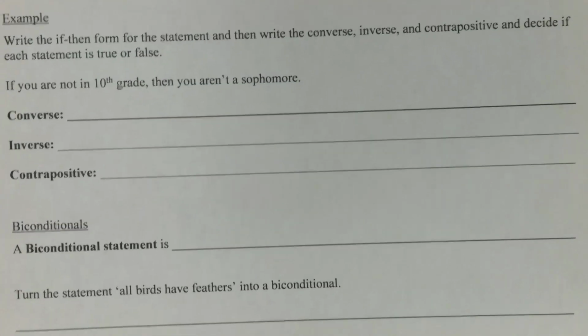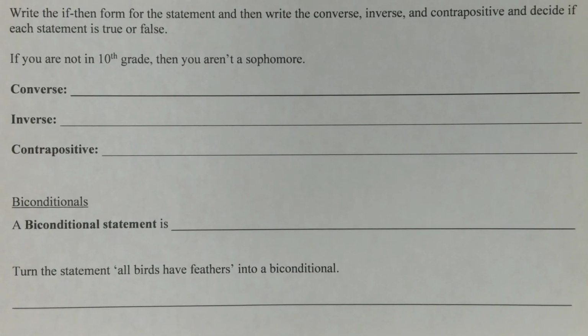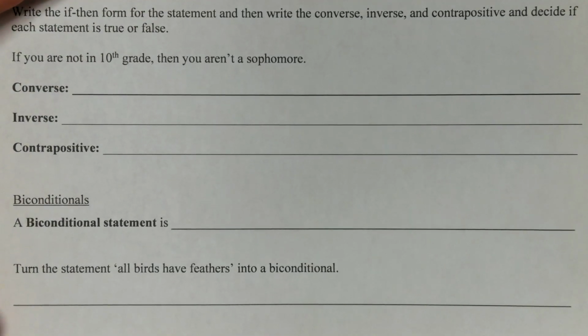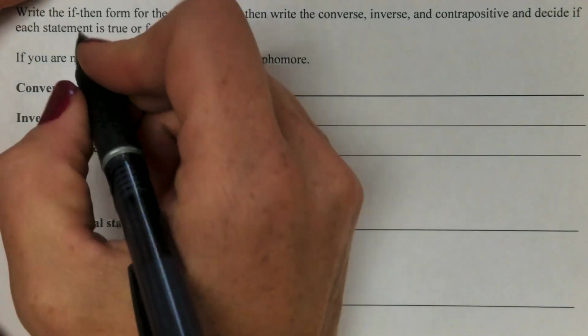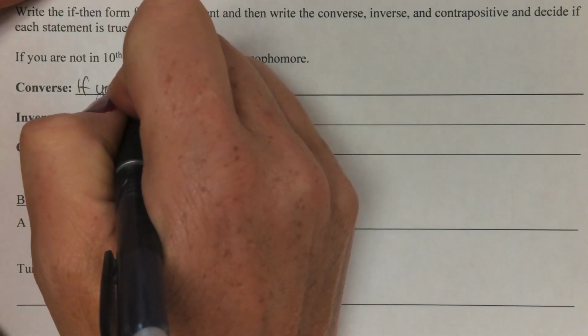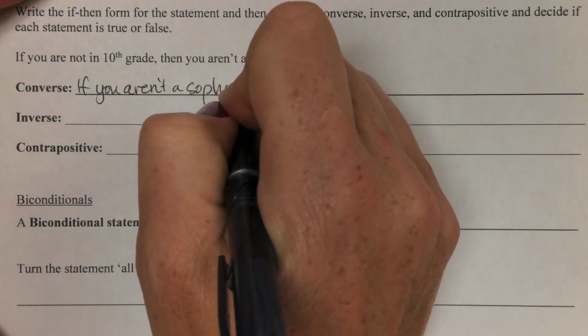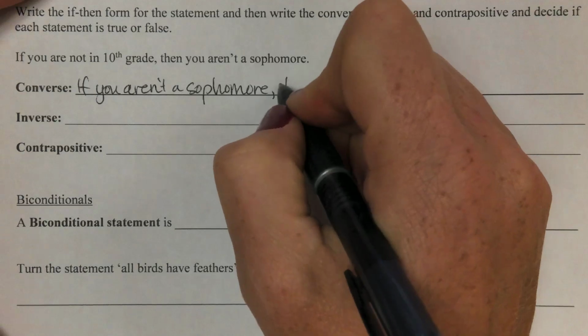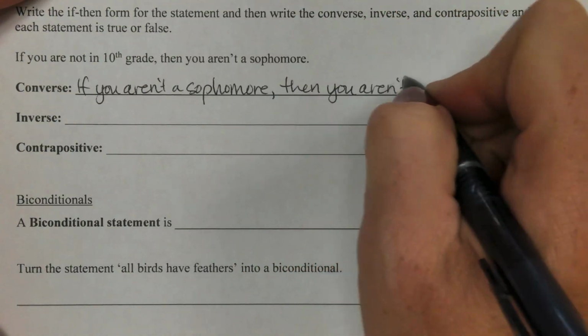We're going to do another one. We're going to make the if-then, and then we're going to do the inverse, converse, and contrapositive. This one I've got: if you are not in 10th grade, then you aren't a sophomore. The converse of that, remember, is going to switch them. So if you aren't a sophomore, then you aren't in 10th grade.